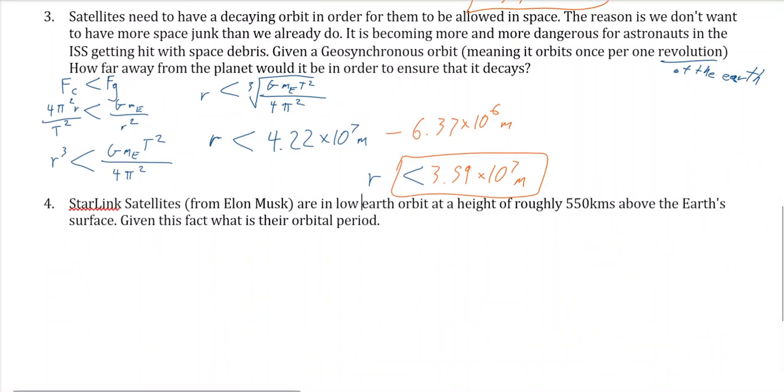Okay, last question. Starlink satellites from Elon Musk are placed in low Earth orbit at a height of roughly 550 kilometers above the Earth's surface. Given this fact, what is their orbital period? Okay, so we'll say that they're stable orbits. We don't know that for sure, but let's pretend.